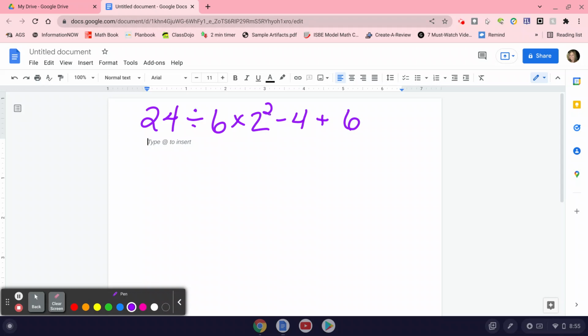That's a 2. So 24 divided by 6 times 2 squared minus 4 plus 6. The only thing it doesn't have is parentheses because we have lots of practice with those ones. Order of operations, please. Are there any parentheses? No. Excuse. Are there any exponents? Yes. Dumb. What is 2 squared?